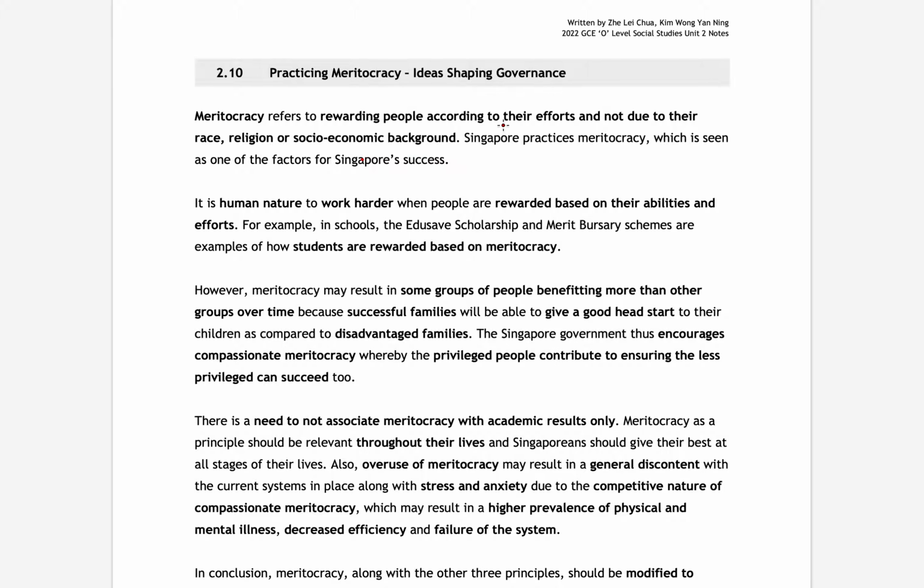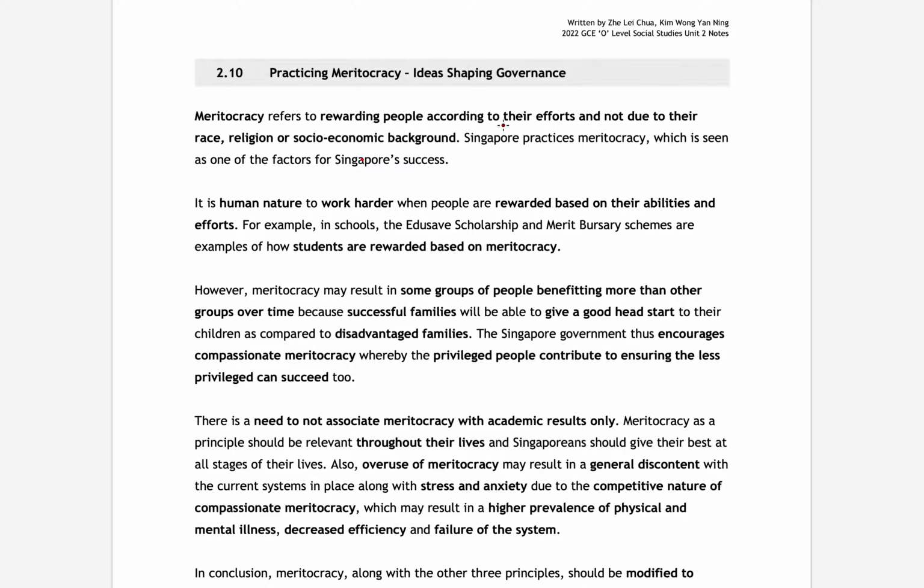However, there are of course problems that arise with meritocracy itself. Some groups of people will end up benefiting more than other groups of people over time, because it is a sad truth that successful families will still be able to give their children a good head start as compared to people who are from disadvantaged families.